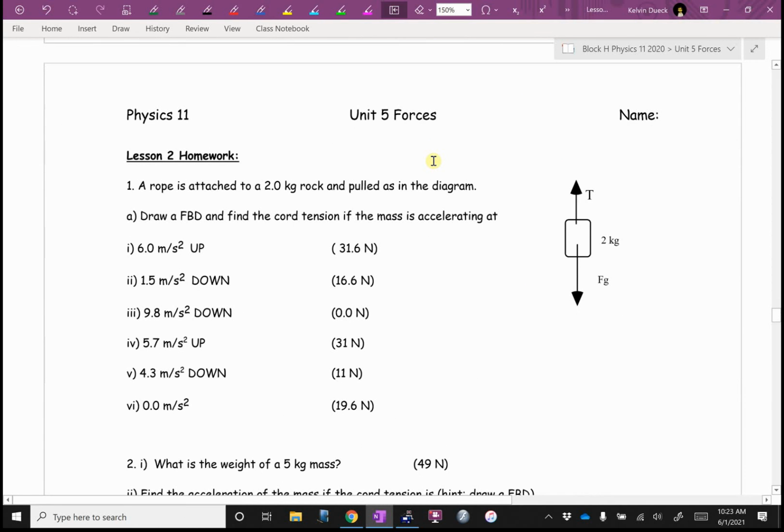Take a look at number one. You're going to want to do these on a separate piece of paper. I'm going to do 1A with you here on the side, just so you can see how this is looking, and then you'll try the rest. So a rope is attached to a 2 kilogram rock, so m is 2. It says draw a free body diagram and find the cord tension if.